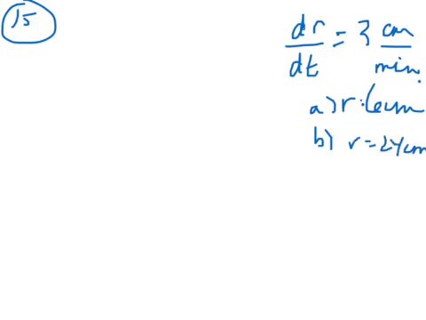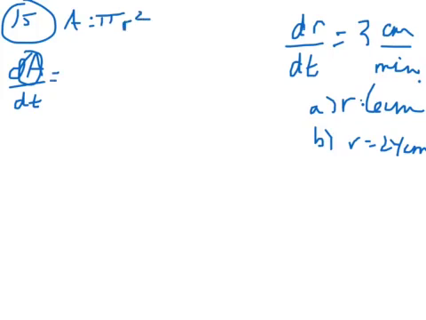And so we look, and what are they talking about here? They're talking about the radius changing, and they want the rate of change of the area. So they want the rate the area is changing with respect to time. Well, what I need then is an equation for area. Well, area of a circle is pi r squared.